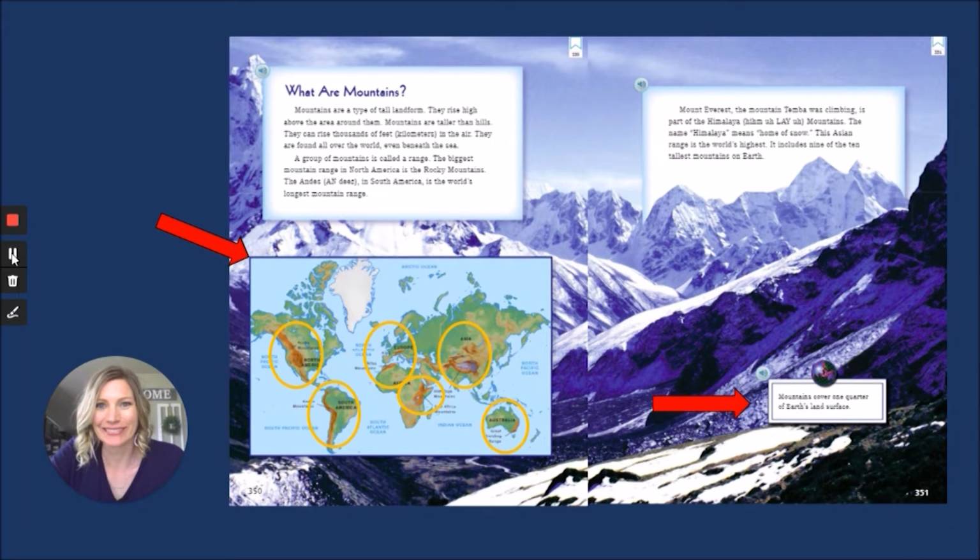The red arrow is now pointing at a boxed fact. A boxed fact can add to your understanding of the text. It can also be cool facts that the author wants you to know. Let's read this boxed fact now. Mountains cover 1/4 of Earth's land surface.